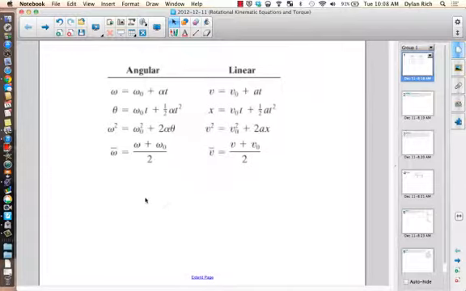So, choice is up to you. You can either write these down in your notes, or you already know them. Just realize what the translation is between the two. And if you wanted to write this as theta equals theta naught, that's fine. So, no writing this down, I'm assuming.